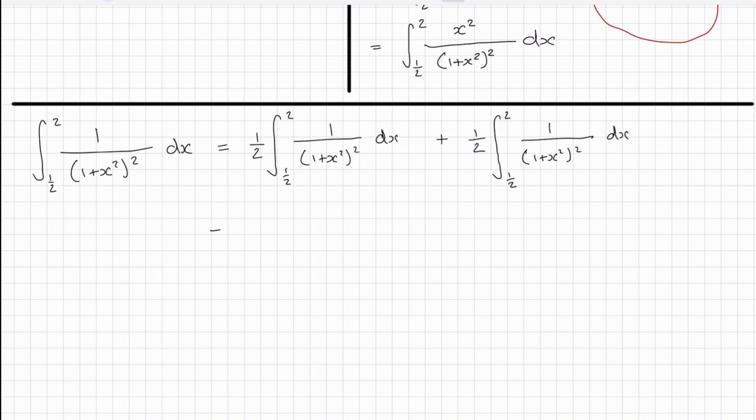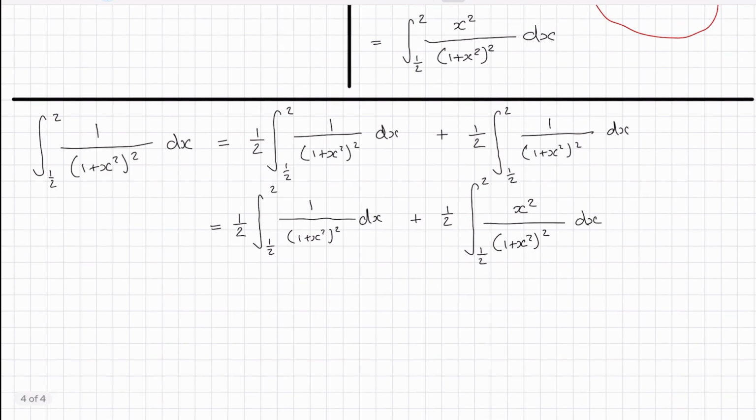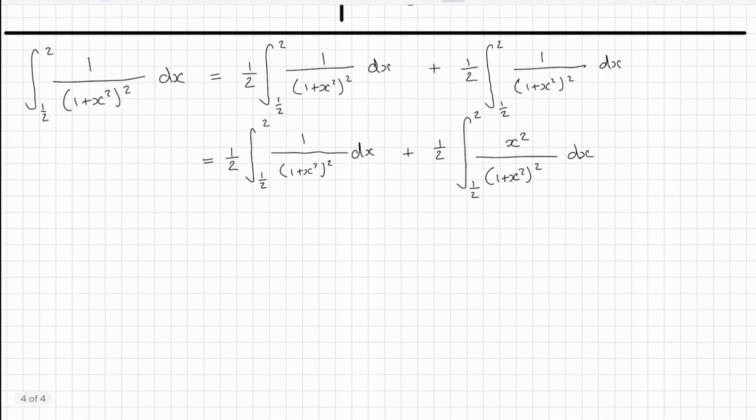So that gives us, I'm going to write a bit smaller now, the integral that we had, plus the same integral that we just used of x squared over 1 plus x squared squared. Now, the reason why that's important is our limits are the same.